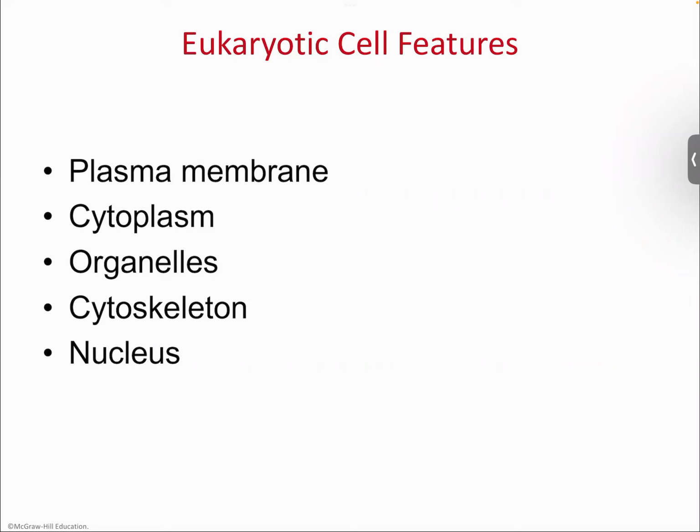So what are some of the things that they have? Well, they have a plasma membrane, but so does everybody else, right? That's one of the things that's on our list of all cells needing to have a plasma membrane. Cytoplasm, that's also another one that all cells have to have, right? Organelles, that's something that's unique to eukaryotes. Cytoskeleton, we just talked about that one, that's unique to eukaryotes. Nucleus, that's unique to eukaryotes.